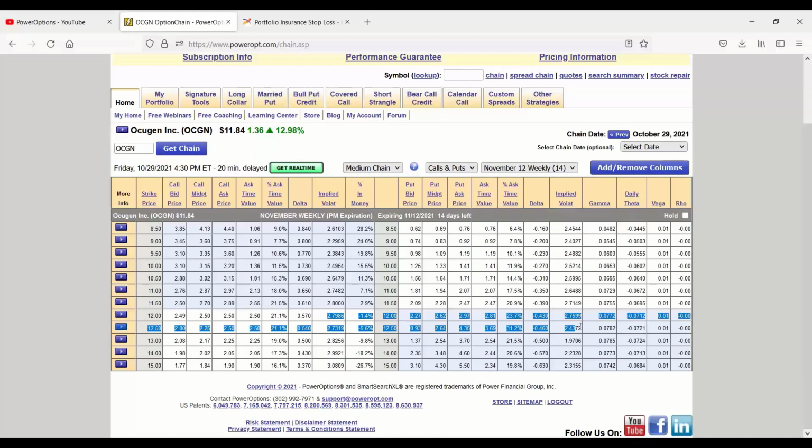Yeah, see, in this one the calls are slightly higher than the puts relative to IV. We're looking at 2.7 versus 2.75, 2.8 at the 1150 versus 2.71. This is the reverse of the other stock. The calls have the higher implied volatility on Ocugen than the puts do, whereas on Lucid the puts had the higher IV. It's quite interesting on those two.